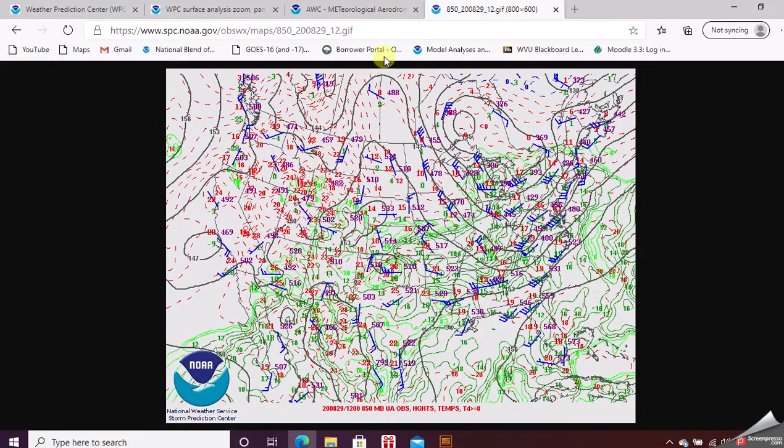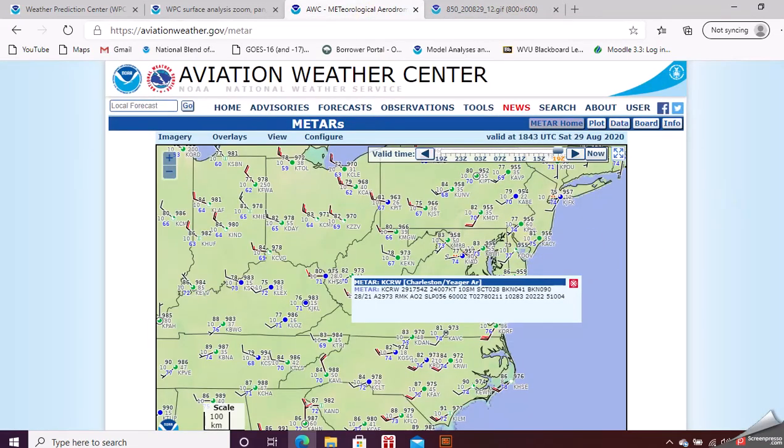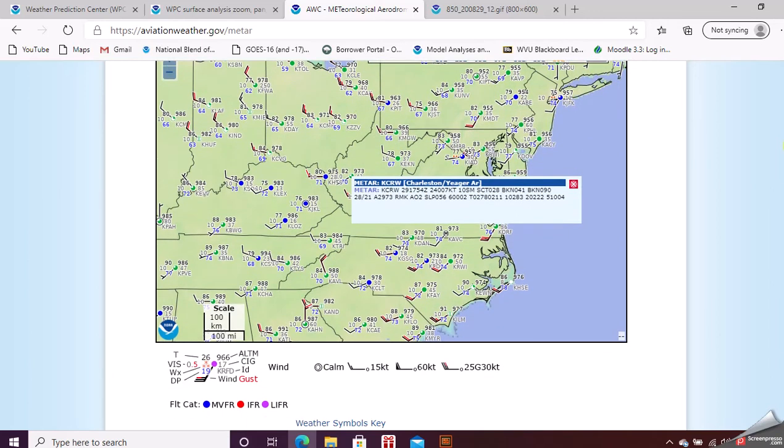And here's the 700 millibar, but I wanted to show you, we're also starting to talk a little bit about METARs. And we're going to decode METARs. You may already know how to do this. But here's Charleston's METAR. And here's your pressure. It says A right before it. It's the altimeter. So the altimeter is 29.73. So if you were flying in and out of Charleston, your altimeter would be 29.73.